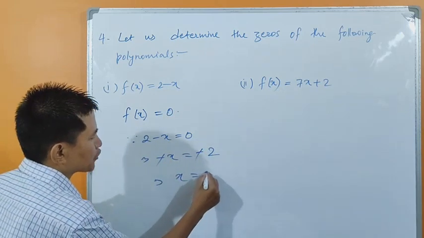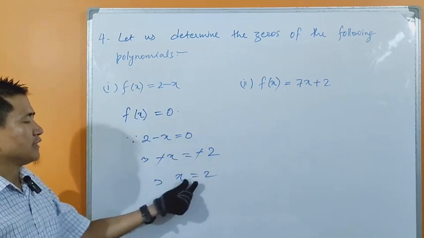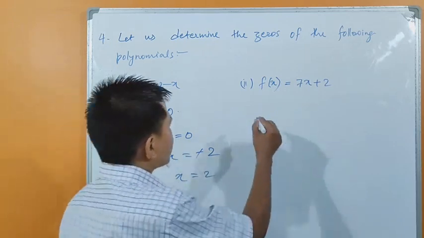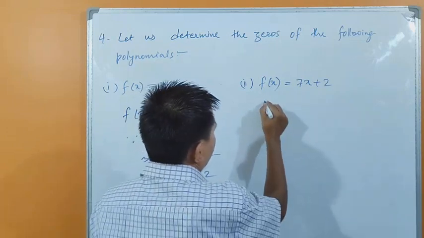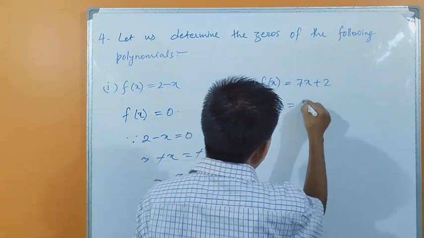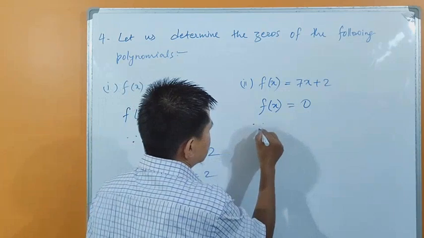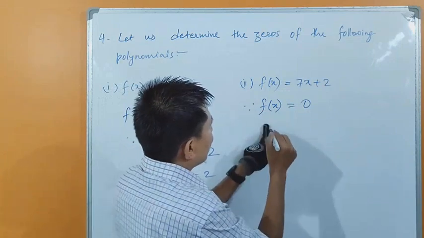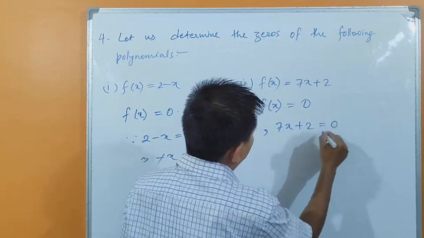So x equals 2. This is the answer. The zero of the polynomial f(x) is 2. Now, here, the zero of the polynomial f(x), let us find out. So f(x) equals 0. Zero of the polynomial means f(x) should be equal to 0. Since f(x) equals 0, 7x plus 2 equals 0.